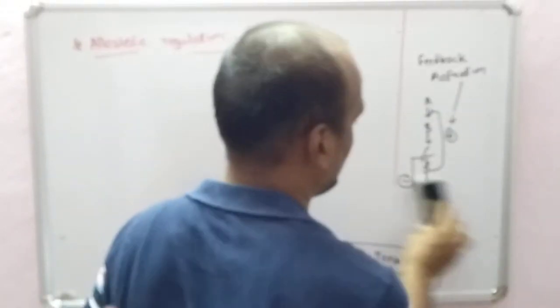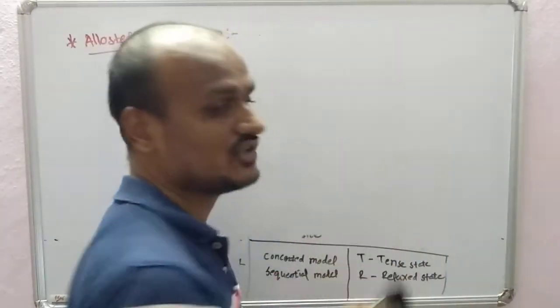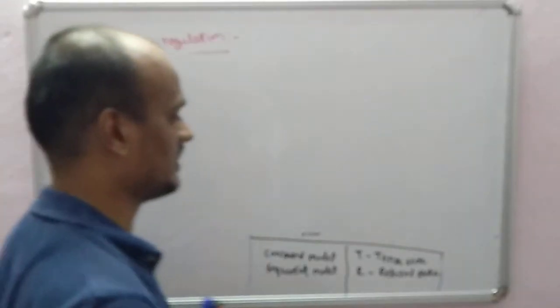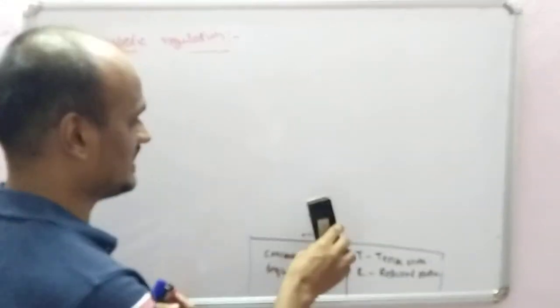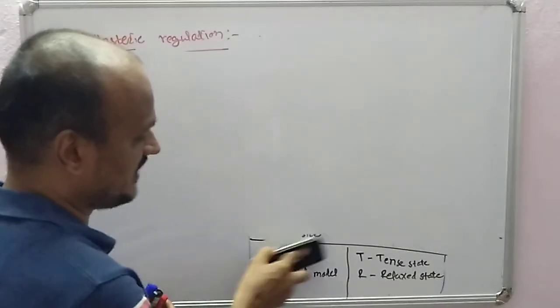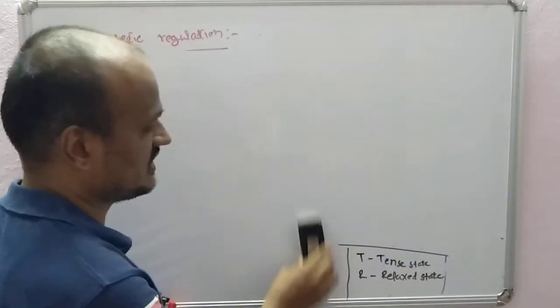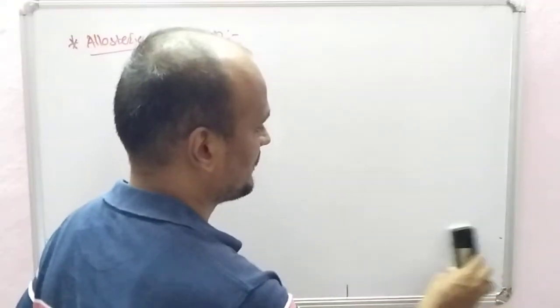If you want to have this feedback mechanism, you may employ allosteric regulation in this reaction. What happens in allosteric regulation is that many subunits may change at a time. That is a concerted model, or they may change one after another, that is a sequential model. So these things can happen, and the enzyme can turn from the tense state into the relaxed state. This happens in allosteric regulation.